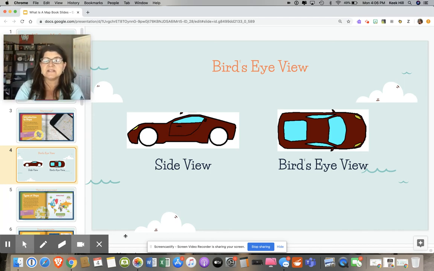Kind of like with these cars. This is the side view of the car. That's what we normally see. This is what a bird might see of the car, looking down on it. On maps, it's very similar. A lot of things are drawn looking down on them.